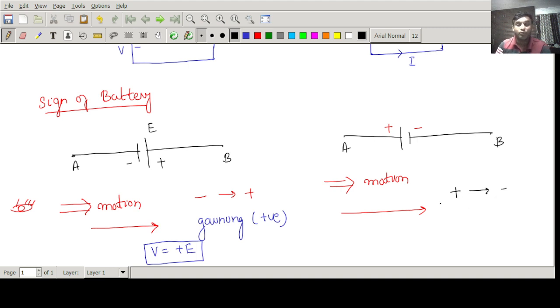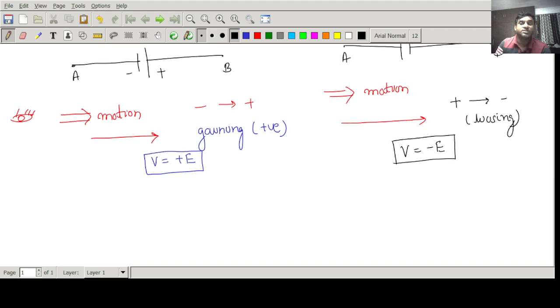That means I am losing something. So when I am losing something, if the EMF of the battery is E, I can say that the voltage is the negative of the EMF, voltage equals minus E.